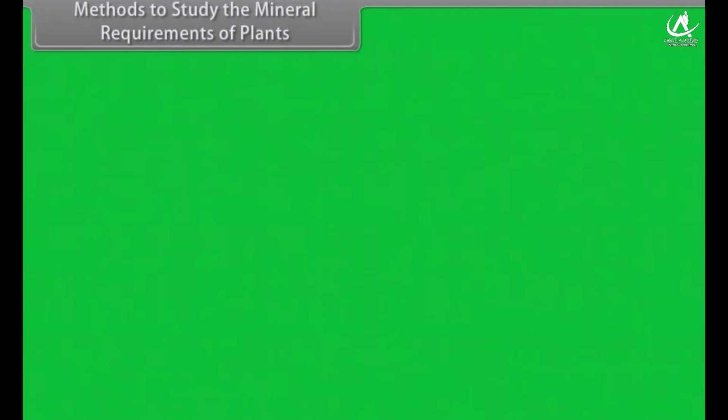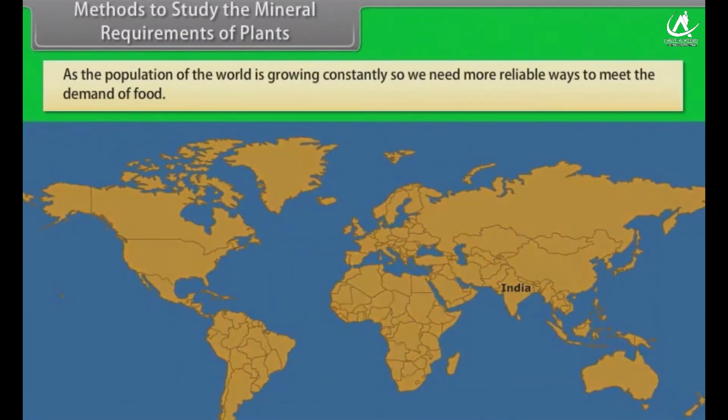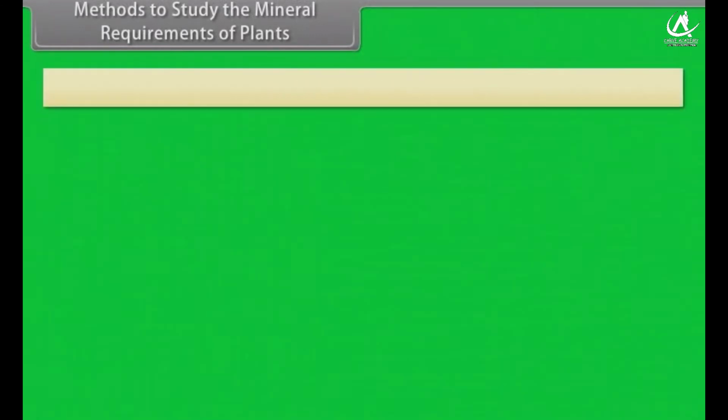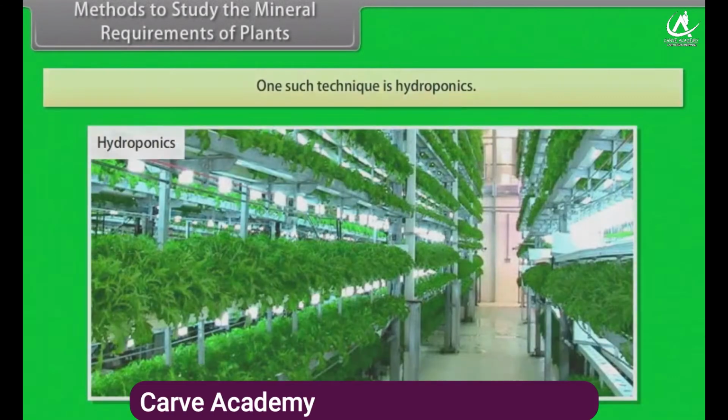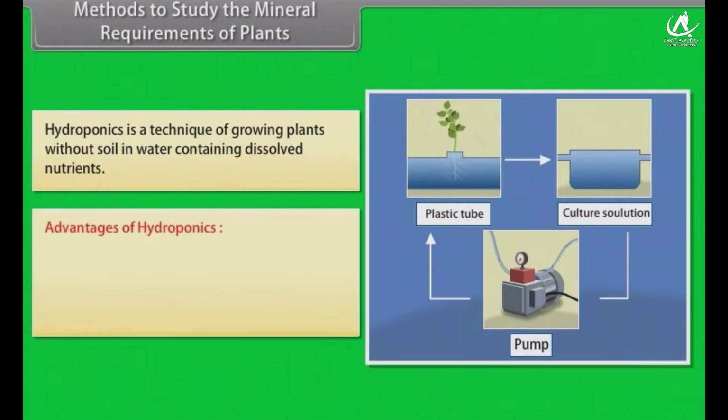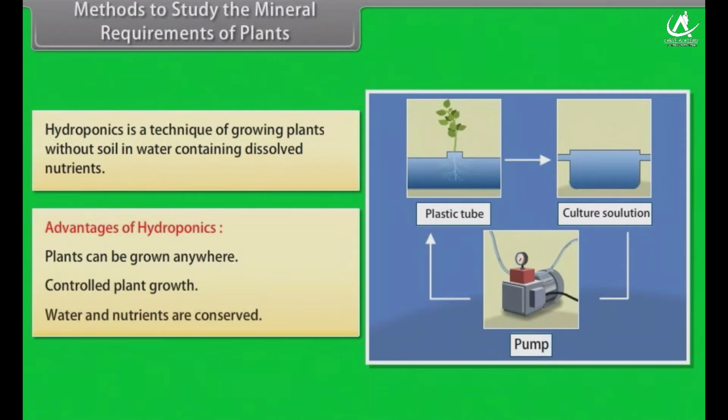Methods to study the mineral requirements of plants. As the population of the world is growing constantly, we need more reliable ways to meet the demand of food. One such technique is hydroponics. Hydroponics is a technique of growing plants without soil, in water containing dissolved nutrients. Advantages of hydroponics: plants can be grown anywhere, plant growth is controlled, and water and nutrients are conserved.